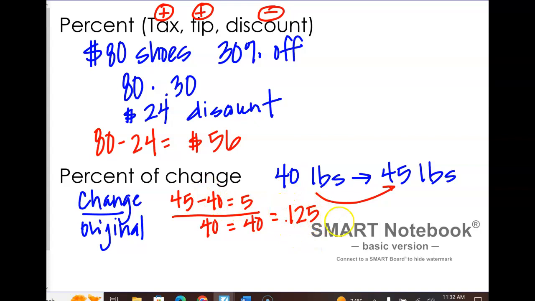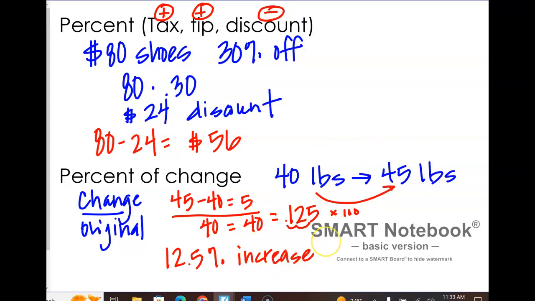But then to convert that to a percent, I just multiply it by 100, or move that decimal 2 places, which is basically what multiplying by 100 does. So that's a 12.5% change. But then remember, you have to specify if it's an increase or a decrease. He's getting heavier, so that's a 12.5% increase.